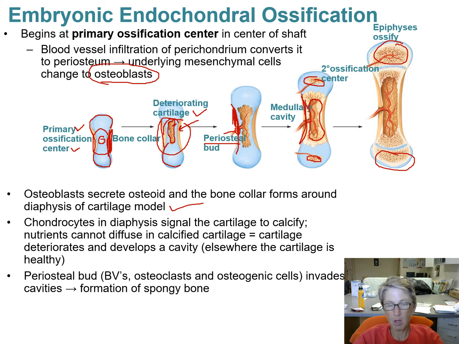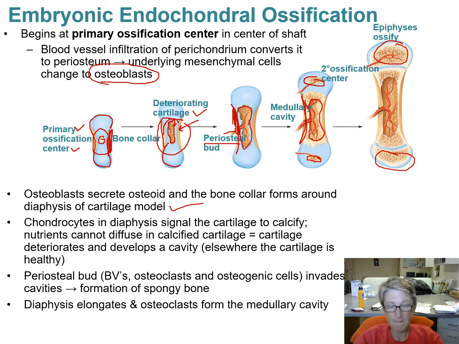And then we talked about the periosteal bud will go into these cavities, and you'll start forming the spongy bone that you see inside a long bone. So the diaphysis, this part here, this will get longer. So the diaphysis, or excuse me, that's the epiphysis. So the diaphysis will get longer and longer. So the diaphysis is like this length, and then the diaphysis is this length, and then the diaphysis is this long. So you can see the diaphysis is getting longer and longer and longer as time goes on.